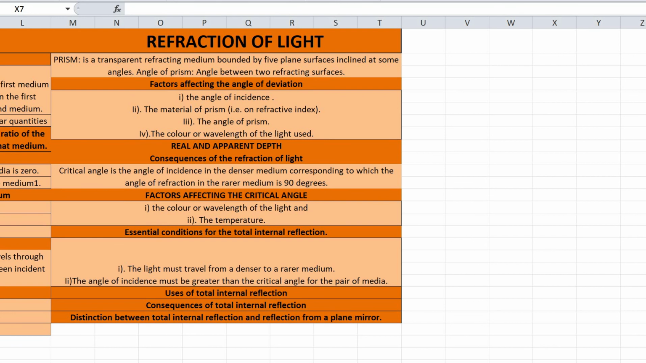In total internal reflection, the image is much brighter and the brightness remains unchanged even after long use of total reflecting devices. Whereas in a plane mirror, the image is less bright and the brightness gradually decreases as the silvering on the mirror becomes old and rough.